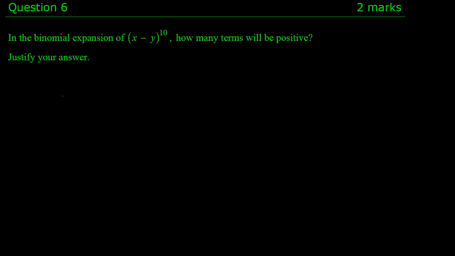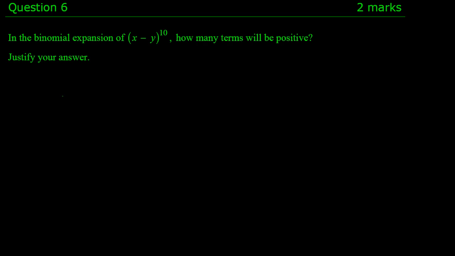Question 6. In the binomial expansion of (x − y)^10, how many terms will be positive? Justify your answer. All right, this is a 2-mark question, another one on the binomial in the first part. So how do we do it?